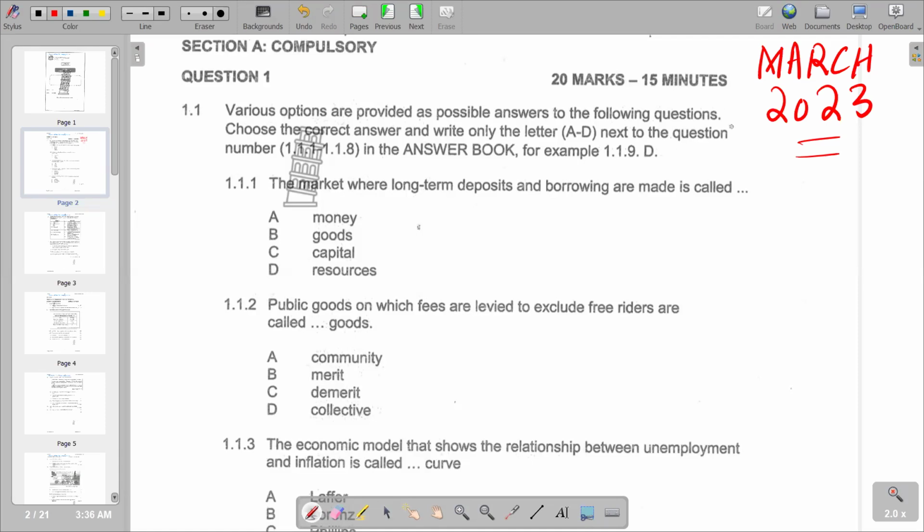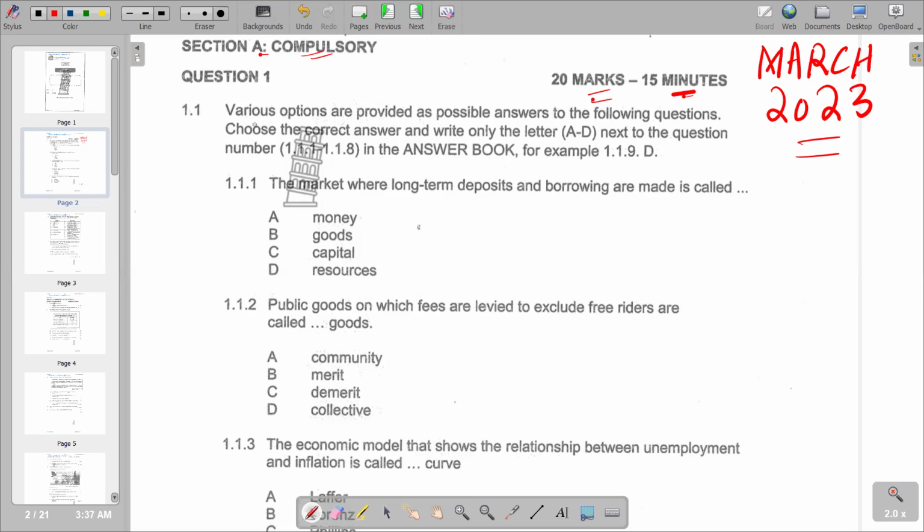In this video, we want to look at a question paper of March 2023. And we are going to look at section A of that question paper. And remember, section A is compulsory. So our question is going to get marks and requires you to spend on average 15 minutes on that question.